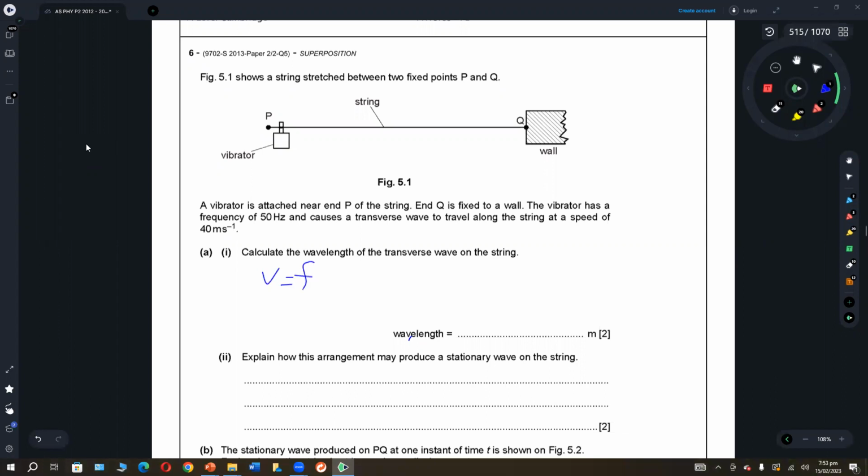V is equal to F lambda. It's 40 divided by 50, which is 0.8 meters. Should I take 0.80? I think 0.8 is fine.